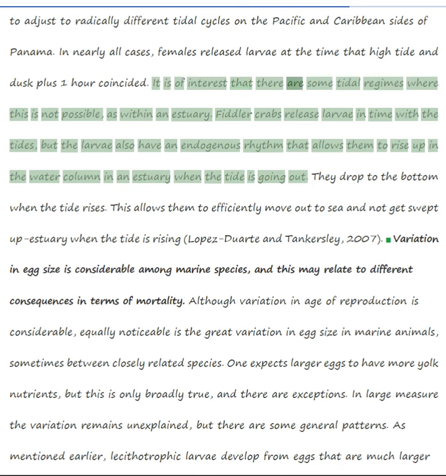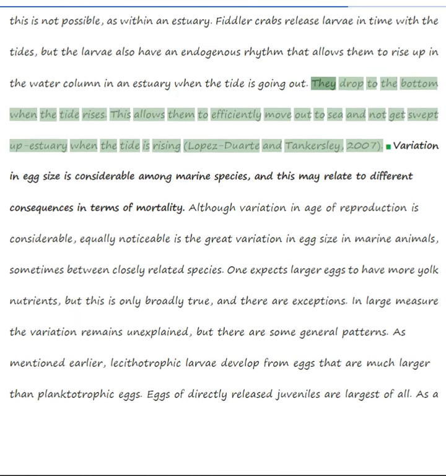It is of interest that there are some tidal regimes where this is not possible, as within an estuary. Fiddler crabs release larvae in time with the tides, but the larvae also have an endogenous rhythm that allows them to rise up in the water column in an estuary when the tide is going out. They drop to the bottom when the tide rises. This allows them to efficiently move out to sea and not get swept up estuary when the tide is rising.